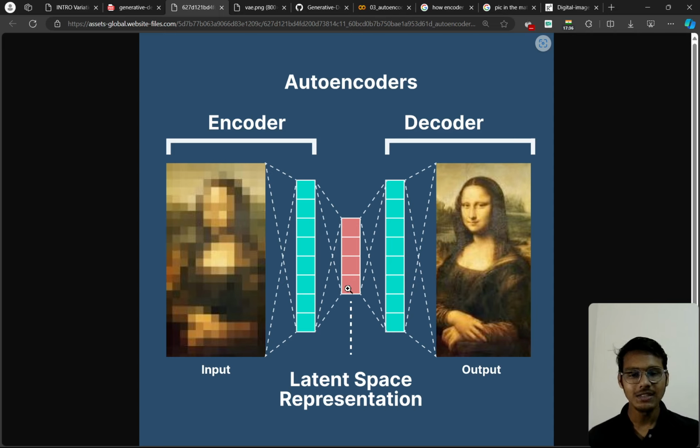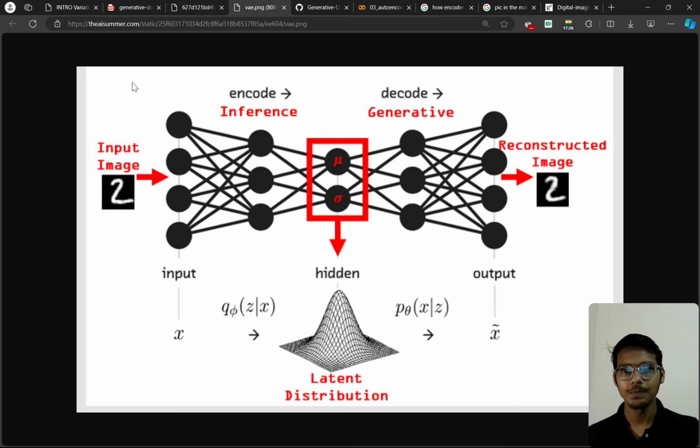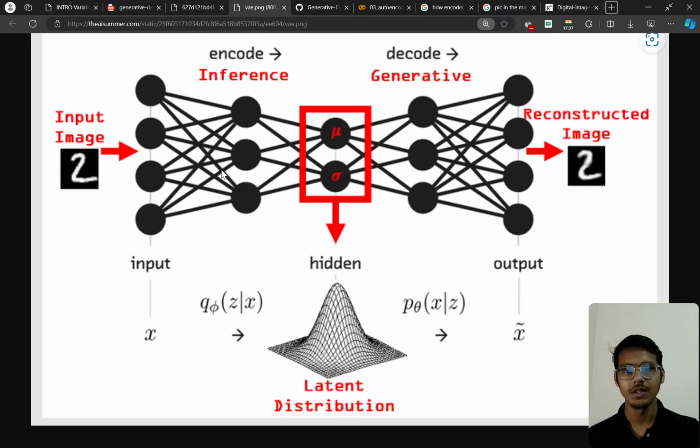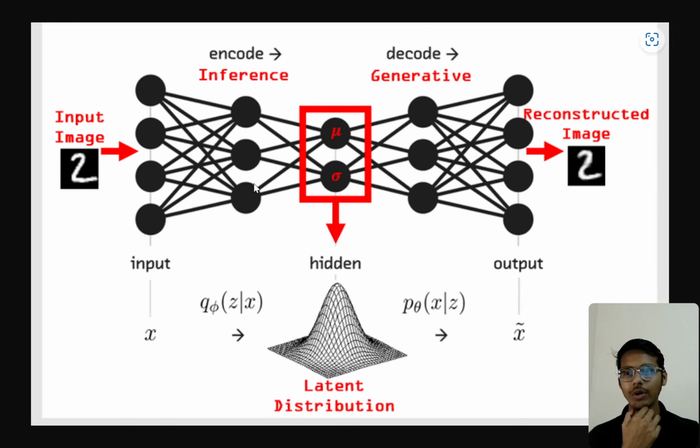In the latent space representation, it does something, and after that the decoder decodes the output. I hope you have understood the autoencoders part. Now have a look here. It is a clearer representation. Here is the encoder part. We have given an input image, something like a 2. X is the input, and here is the hidden part, the latent distribution. Then the decoder is there for the generation of images, so it generates the image.